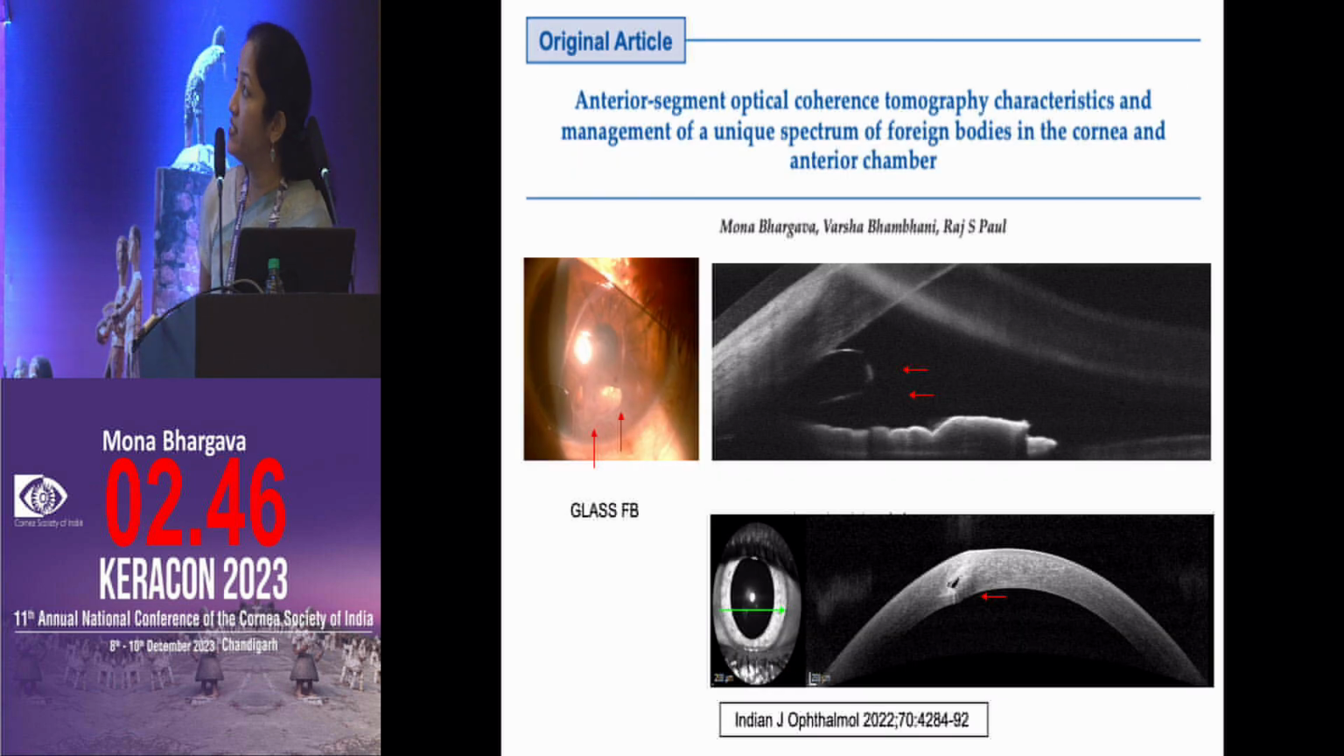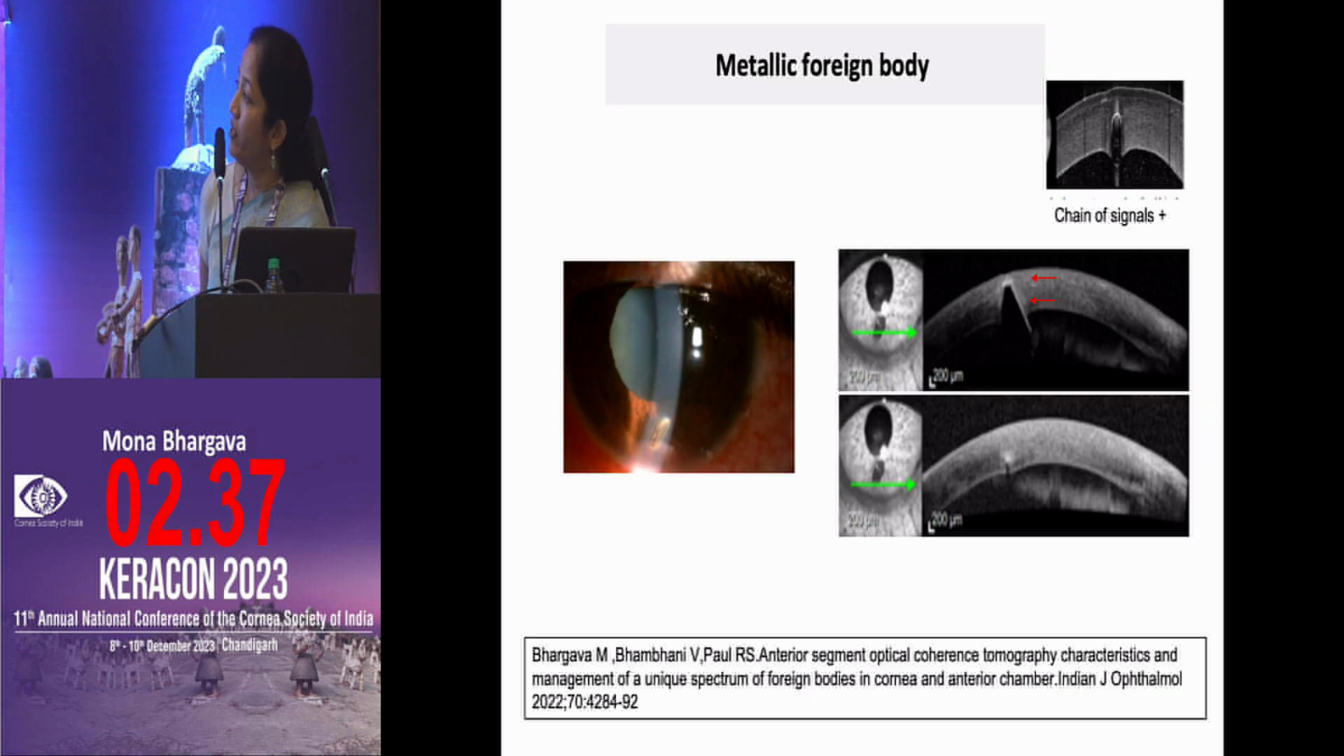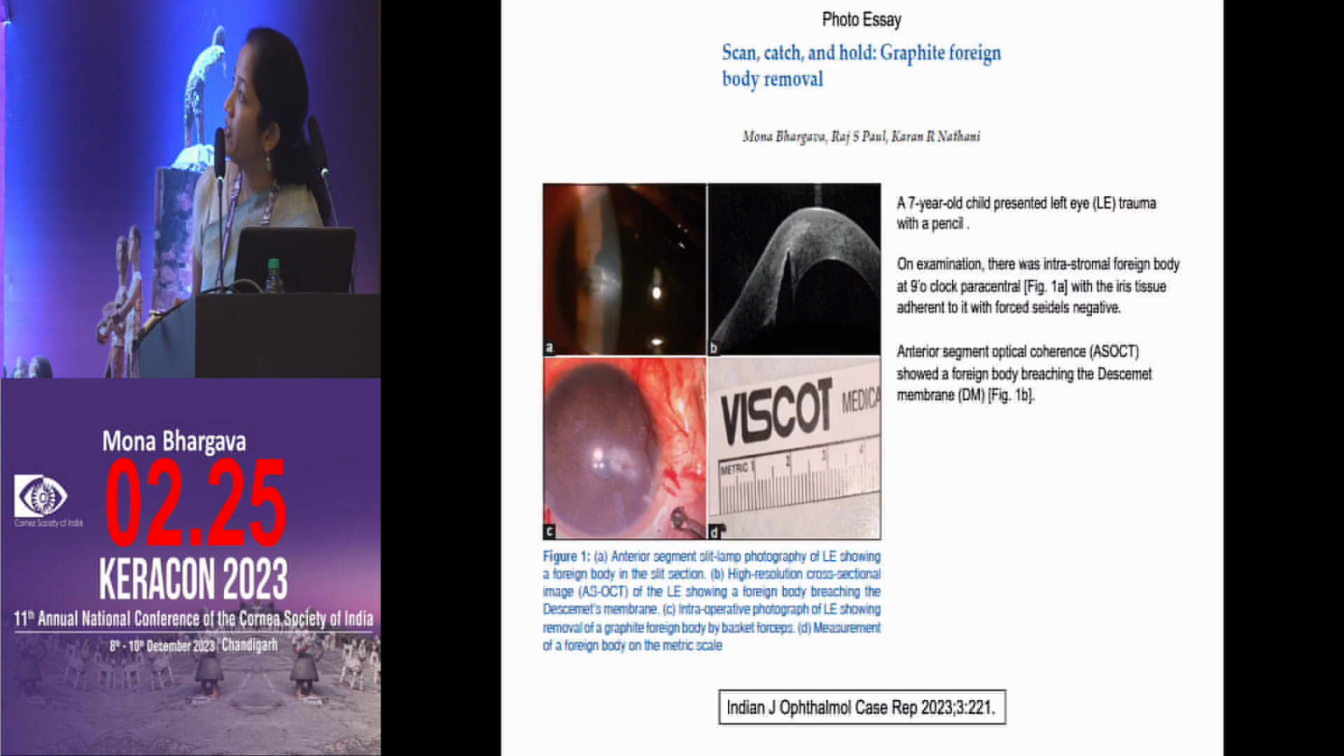Anterior segment OCT showing a hyporeflective center and a hyperreflective margin, classical of a glass foreign body in the anterior chamber and in the stroma. A metallic foreign body with a classical hyperreflective margin and posterior shadowing effects causing a mirror imaging, which is again classical of a metallic foreign body. Here we see a child with again a hyperreflective anterior margin and posterior shadowing with DM breach shown by DM curling inside in a child with graphite injury.